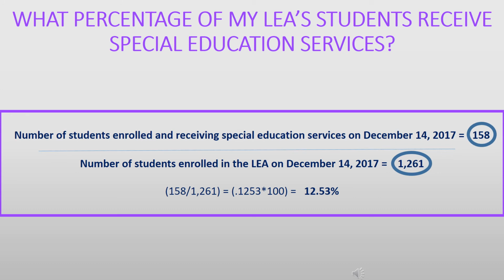158 divided by 1,261 equals 0.1253. 0.1253 times 100 equals 12.53%. Therefore, on December 14, 2017, 12.53% of students in DeWitt School District were receiving special education services.